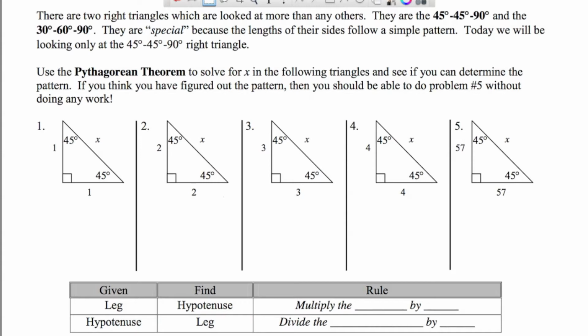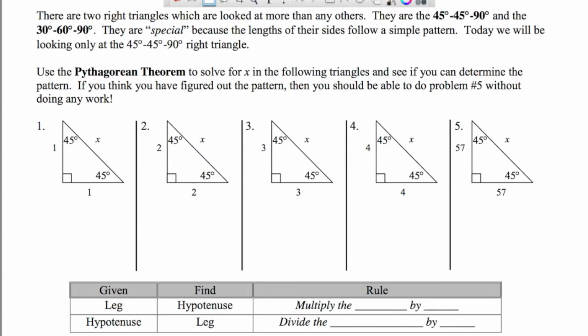Use the Pythagorean theorem to solve for x in the following triangles and see if you can determine the pattern. If you think you figured out the pattern, then you should be able to do problem number 5 without doing any work. Now, to do this, you're going to have to know the Pythagorean theorem. Do you recall what it is?